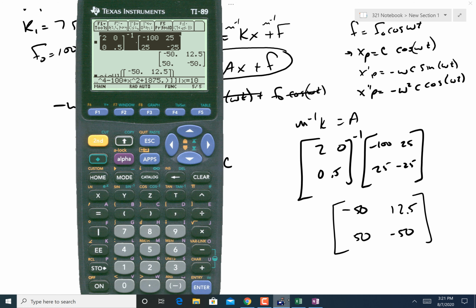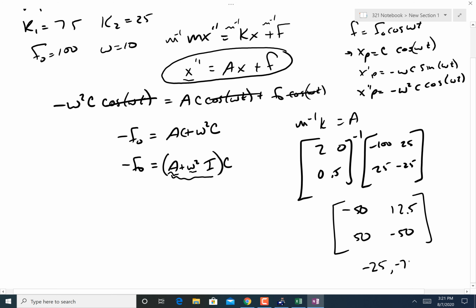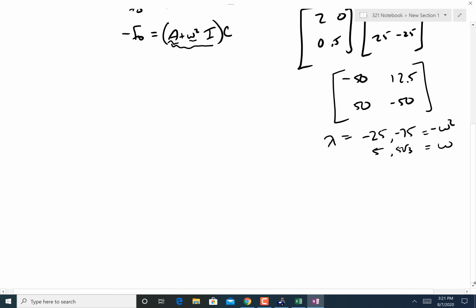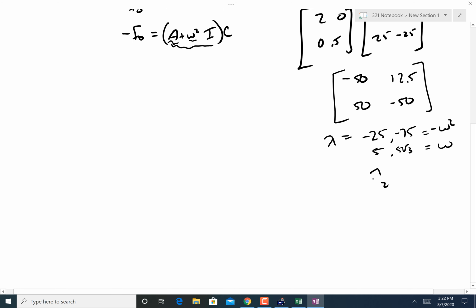There you go. Now, if you find the eigenvalues of that, you will find that they are negative 25 and negative 75. Remember, those are lambdas. That's equal to negative omega squared, which means my omegas are 5 and 5 root 3. And then if you grab your eigenvectors on this problem, you'll see that they are 1, 2, which goes with this one, and negative 1, 2, which goes with this guy. Keep that in mind momentarily.